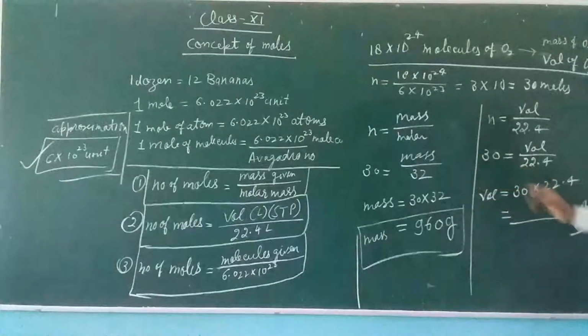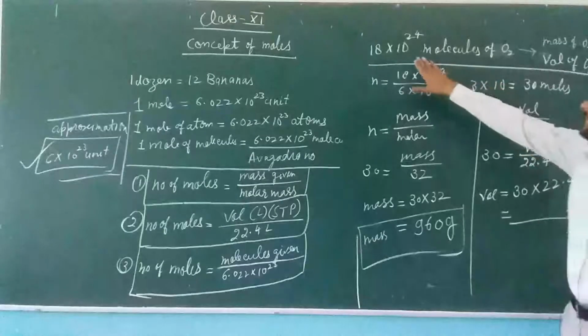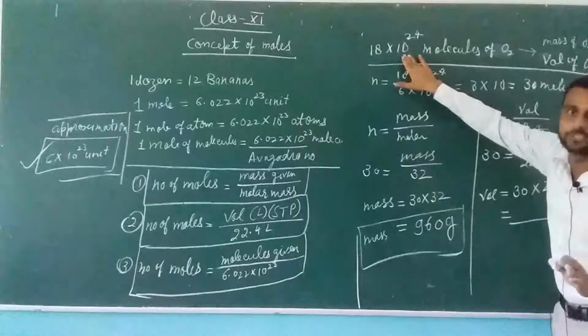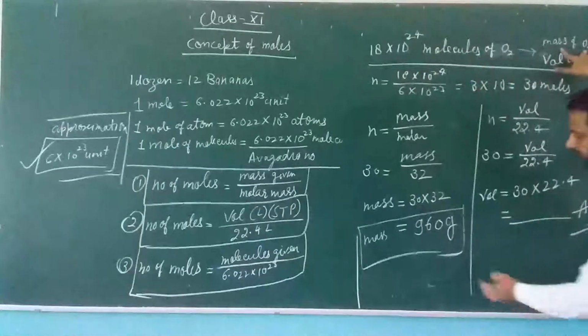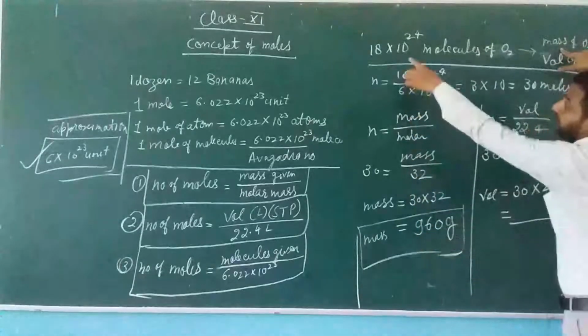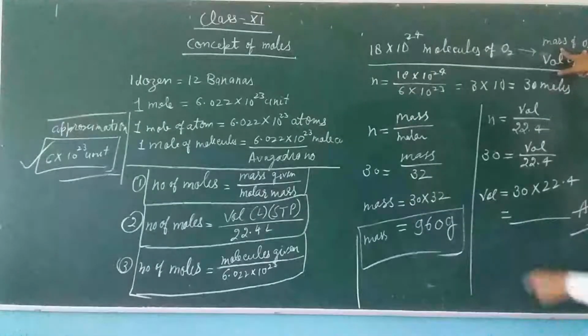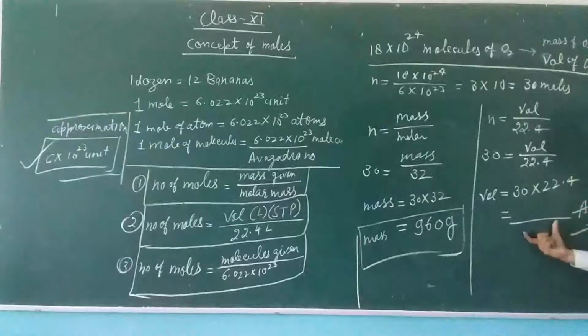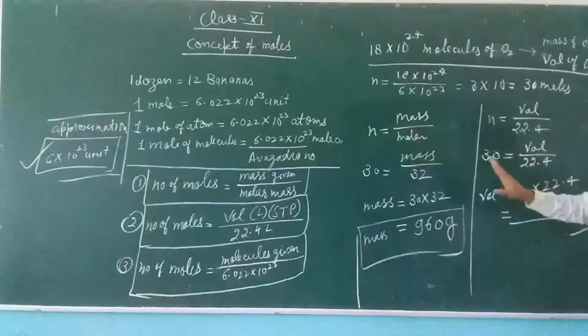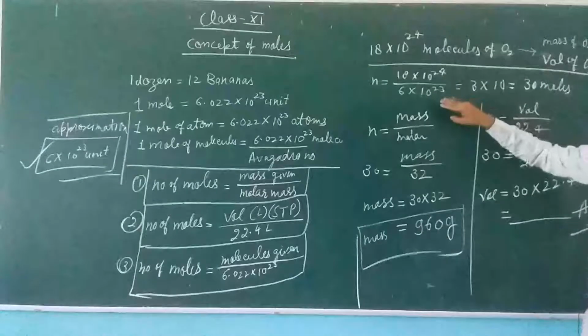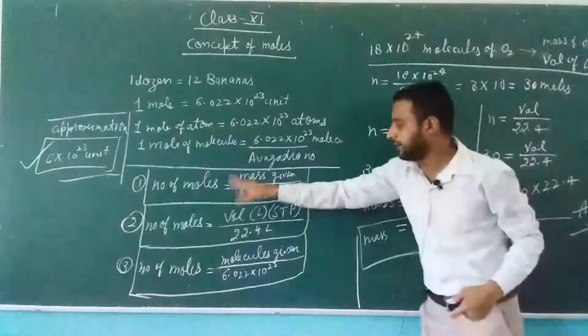So by this notation we can find out that in 18 into 10 to the power 24 molecules, the mass of oxygen is 960 gram, and the volume of oxygen can be calculated by this method. Firstly, we have to convert molecules into moles, and with the help of moles we can find out all other things.